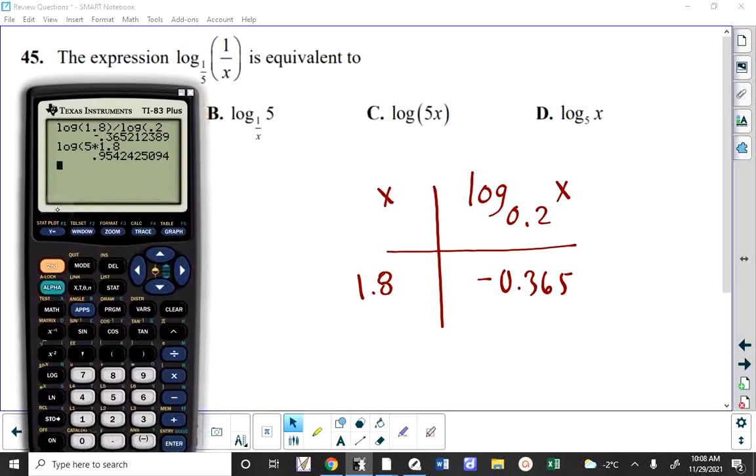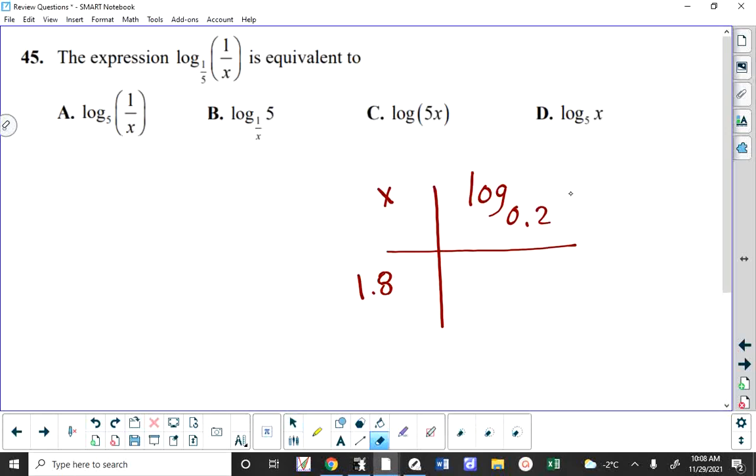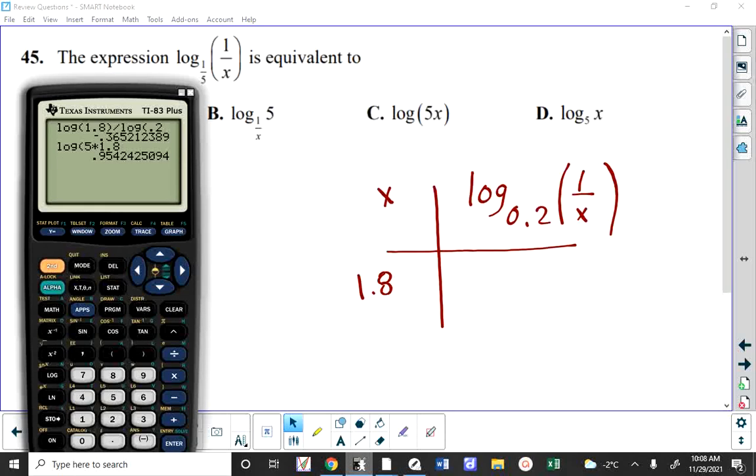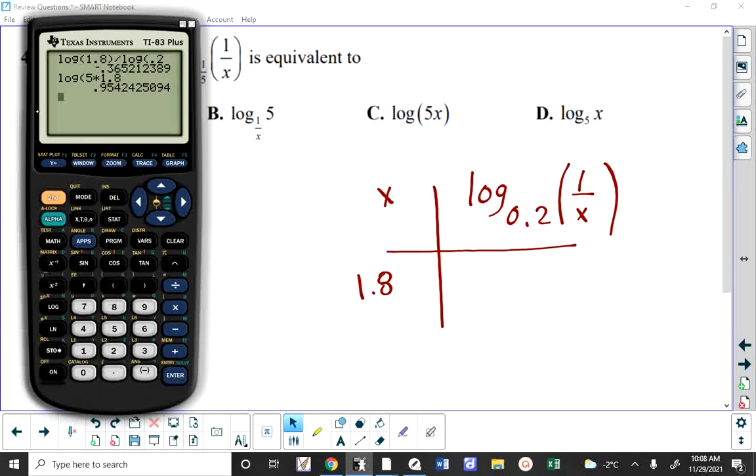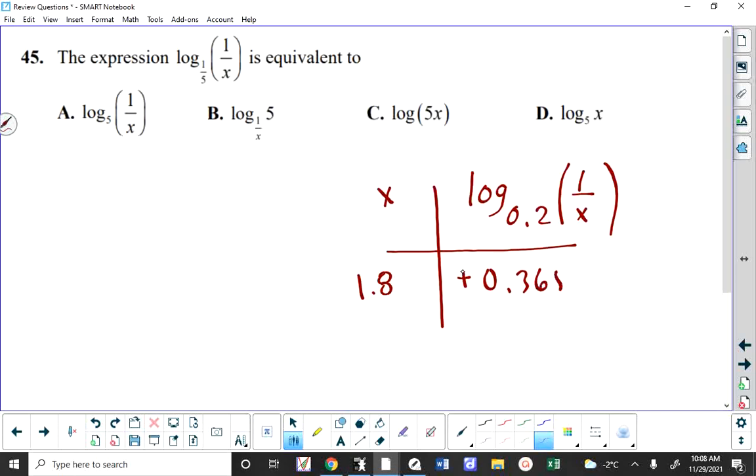That was 1 over x, wasn't it? I'm going to have to fix that. This is 1 over x. I didn't write that down, nor did I do it. So let me repeat that. This would be log of 1 divided by 1.8, divided by log of 0.2. You get positive. Okay? And there's a reason you get the positive of it. So you get positive 0.365. I apologize for that, Zebby.